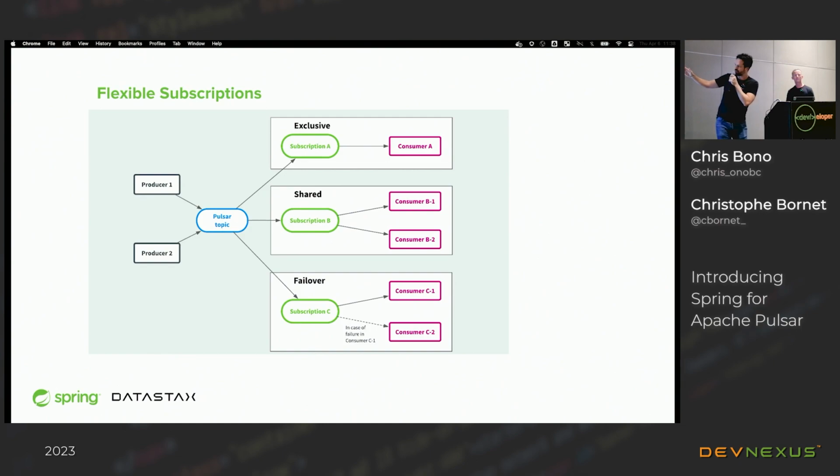I will skip the shared one for the moment and go to the failover. The failover is a bit like the exclusive. Only one consumer can consume at a time on the subscription. But if something goes wrong and the consumer fails, then another one can take the leadership and continue the consumption. So the failover mode is what you know in Kafka as a consumer group.